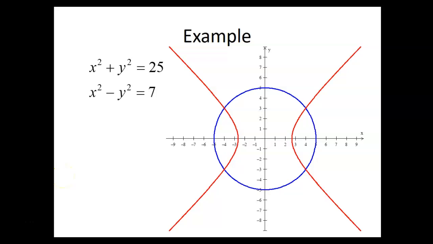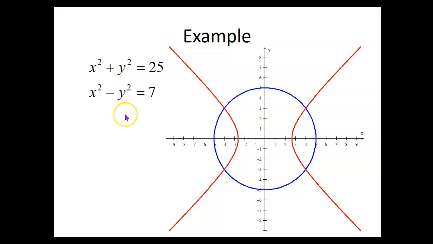Hello, this is part 2 of the video for section 6.2. We're going to be looking at a few more examples. Here we have a system of two equations that involve x squared and y squared. So this is not a linear system.